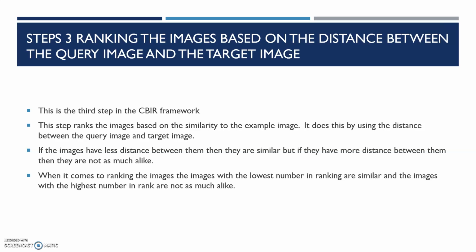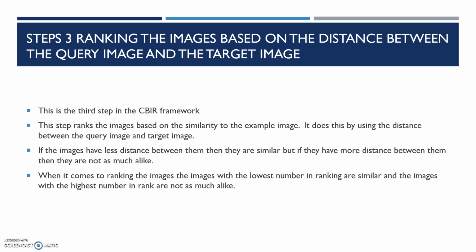Step 3, ranking the image based on the distance between the query image and the target image. So this is the third step in the CBIR framework. This step ranks the images based on the similarity to the example image. It does this by using the distance between the query image and the target image.